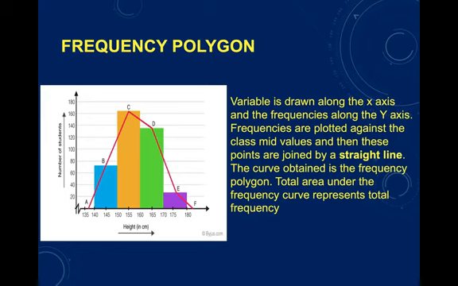They serve the same purpose as histograms, but are especially helpful for comparing sets of data. Frequency polygons are also a good choice for displaying cumulative frequency distribution. The variable is drawn along the x-axis and the frequencies along the y-axis. Frequencies are plotted against the class mean values, and then these points are joined by a straight line. The curve obtained is the frequency polygon.